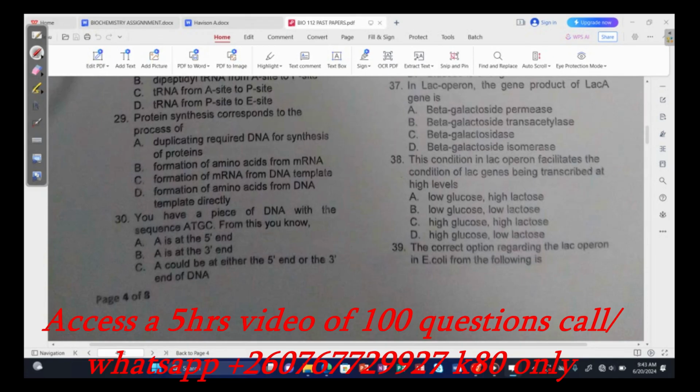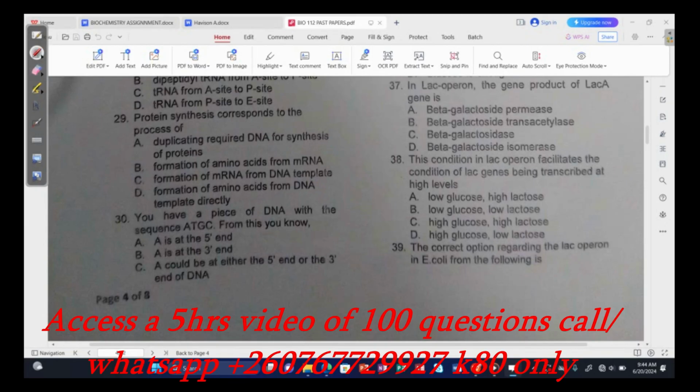29. Protein synthesis corresponds to the process of: A, duplicating required DNA for synthesis of proteins. So false. There's no duplication of DNA when you talk of protein synthesis. B is saying formation of amino acids from mRNA. So this one sounds correct. We'll come back. C is saying formation of mRNA from DNA. This is transcription. It's not defining protein synthesis, which is translation. So it's false. D is saying formation of amino acid from DNA. Amino acids are formed from mRNA and not DNA. So it's also a false statement.